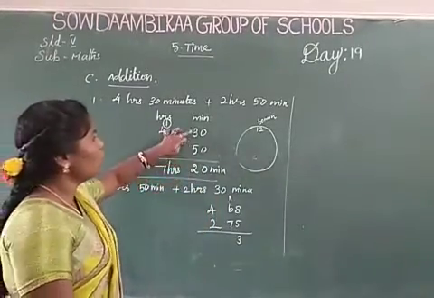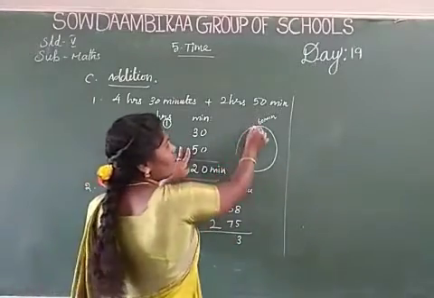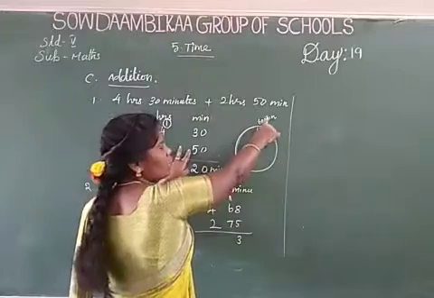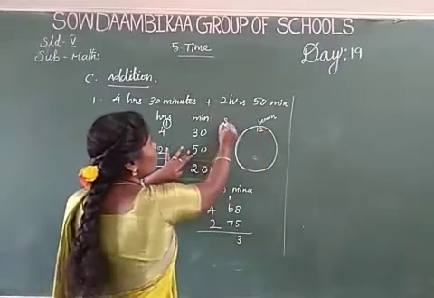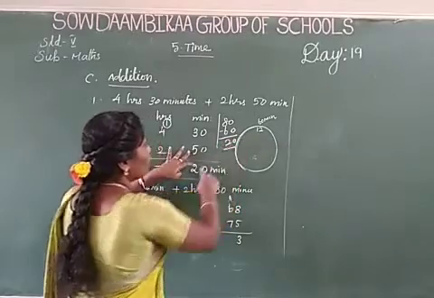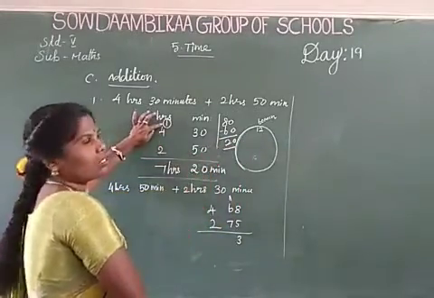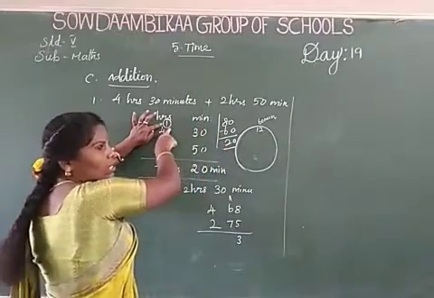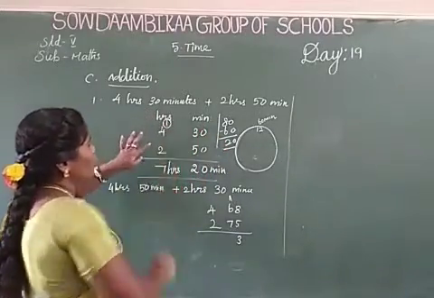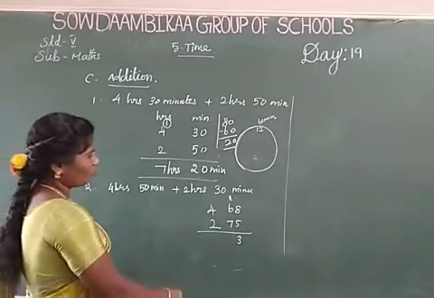Understood? 30 plus 50, 80. The wall clock has only 60 minutes, so 80 minus 60, 20. You only write the 20. The 60 is added to hours. 60 minutes equal to 1 hour. So 4 plus 1, 5. 5 plus 2, 7 hours 20 minutes. Okay. The next step.